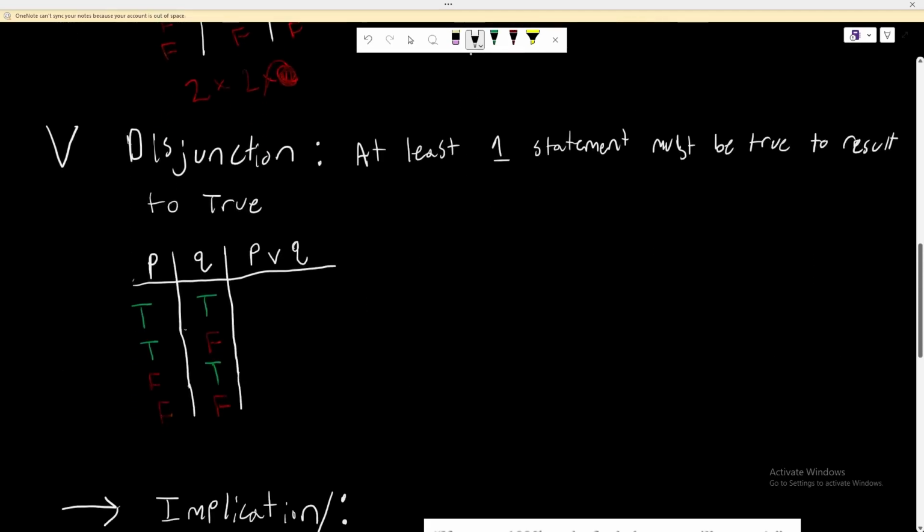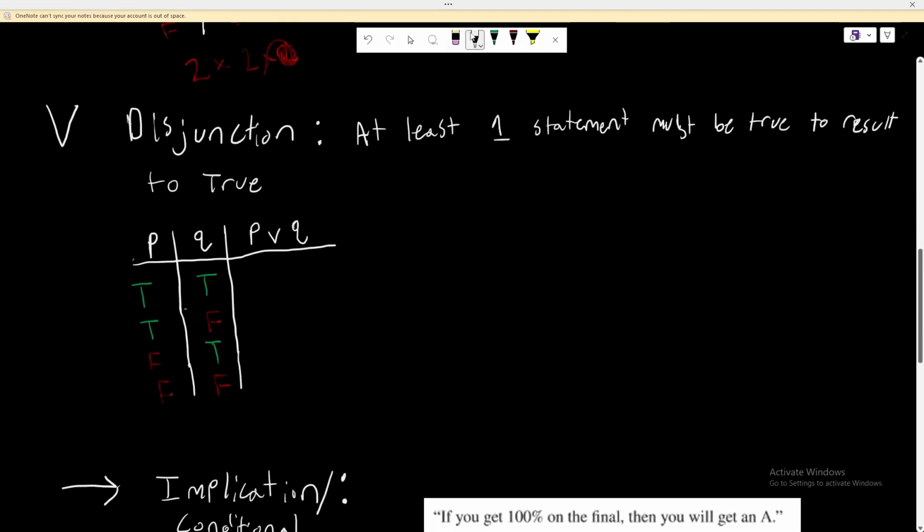Now let's go to the next operator, disjunction. For this to result true, you need at least one statement to be true. And this also uses two statements, so we have P and Q. I already drew up the table here, except for the P or Q. The keyword is or, so the way you read this here is P or Q.